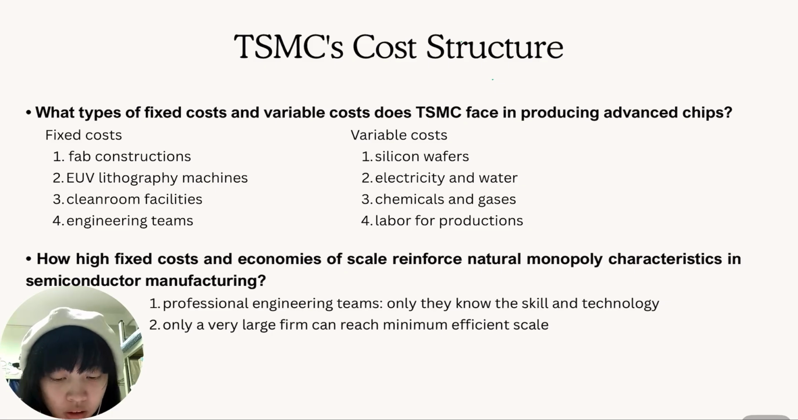Because fixed costs are very large and average costs fall as output rises, TSMC experiences strong economies of scale. This makes the advanced semiconductor industry very difficult for new firms to enter, and is a key reason why this market tends to be dominated by one or two major firms. Also, no other competitor has the professional engineering teams and their skills yet, making TSMC a monopoly of 2 to 3 nm chips.